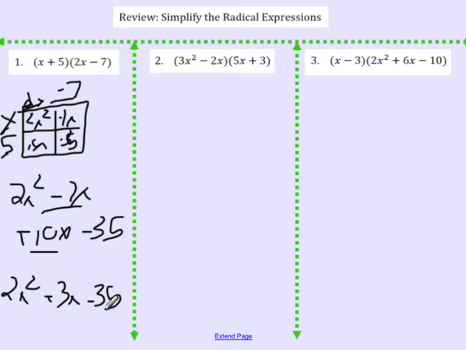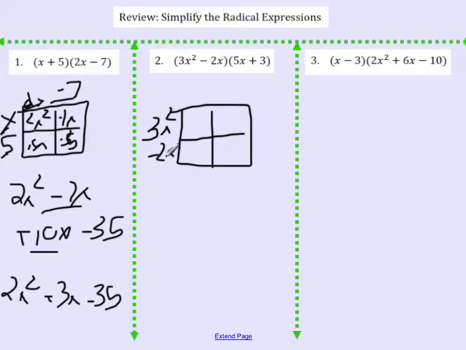Number 2 is going to be similar. Again, we set up our box. We have 3x squared and then minus 2x here, and then 5x and 3 here. We multiply coefficients. 3 times 5 is 15. X to the first times x squared is x cubed. Then 3 times 3 is 9, and the x squared stays there.